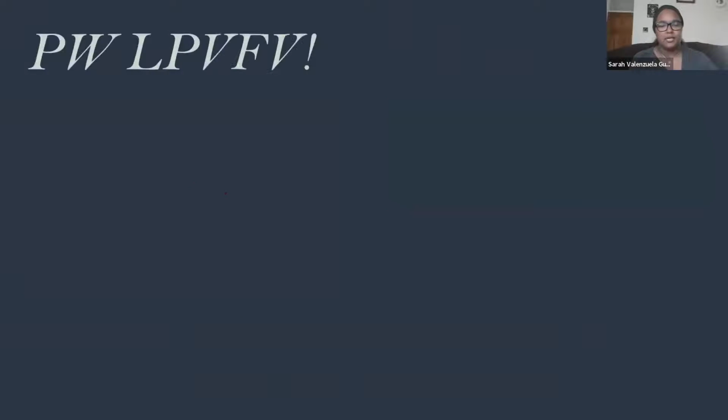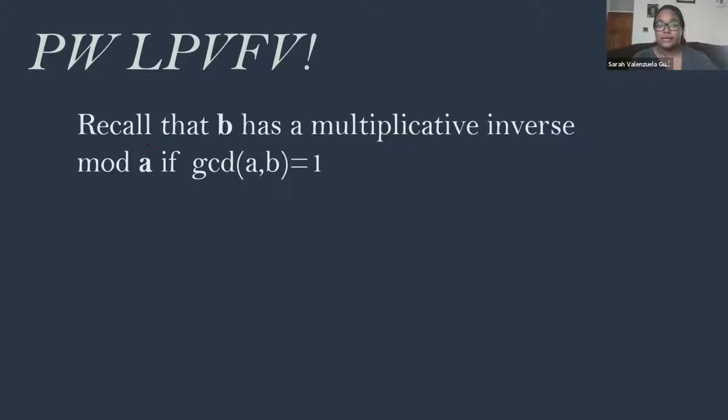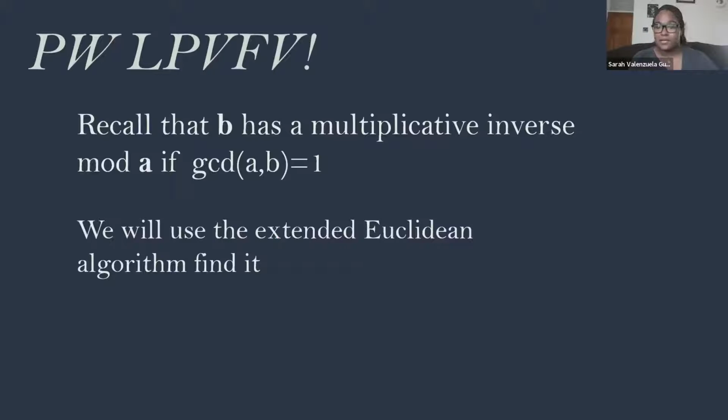But before that, there are some things that we have to see. We have to recall that B has a multiplicative inverse in modulus A if and only if the greatest common divisor of A and B is equal to 1. But have I checked that all this is true? Don't worry. I know for sure that all the letters that I've chosen here have a multiplicative inverse. But if you want to check that for yourself, you can do it. Also, we will use the extended Euclidean algorithm to find the multiplicative inverses.